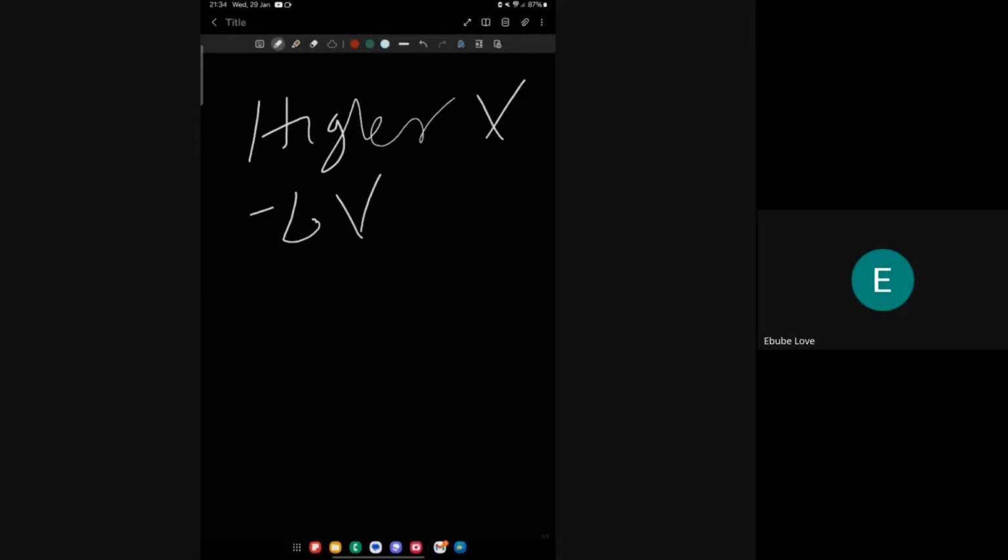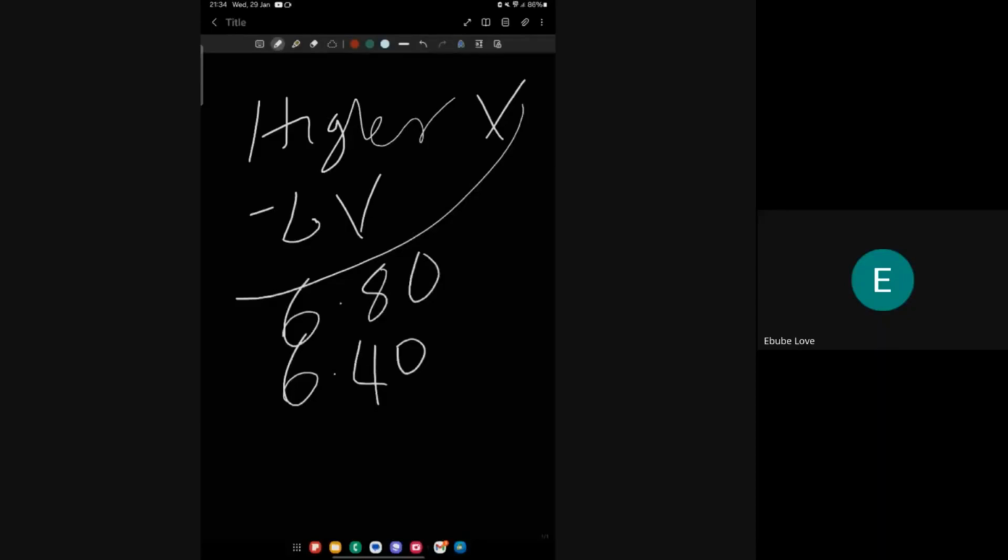So if you are selling, your stop loss will be greater than your entry, right? Let's say we are selling from 60.40. Of course, our stop loss is going to be greater, so 60.80. Which one is the higher value? You bring the higher value up and bring the lower value down.